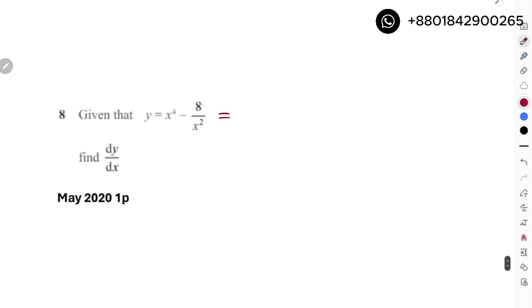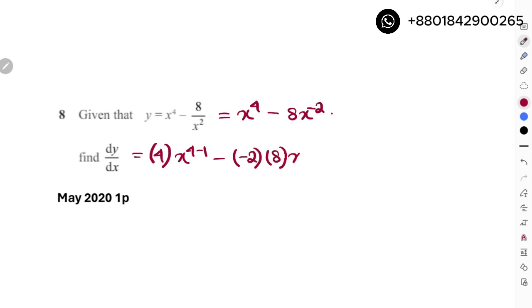Similarly, for this equation also, whenever you have fractions, you should always break down that fraction in terms of power. So you have x power 4 minus 8 x power minus 2. So from there you have 4 x power 4 minus 1, minus 2, and then 8 x power minus 2 minus 1, right?